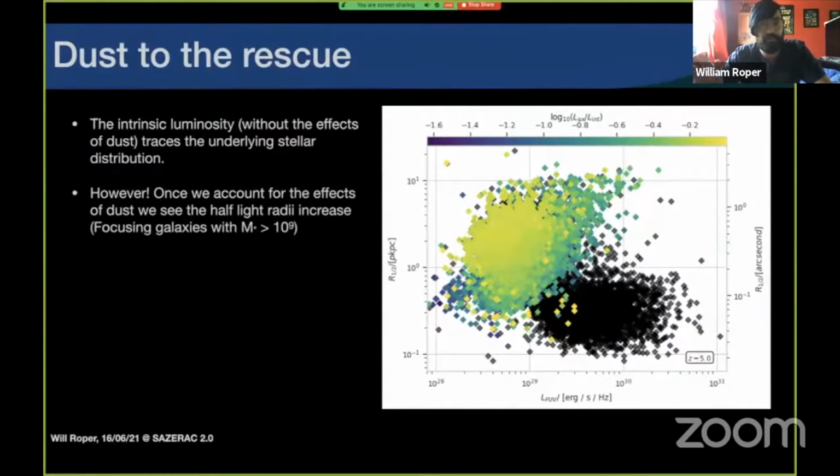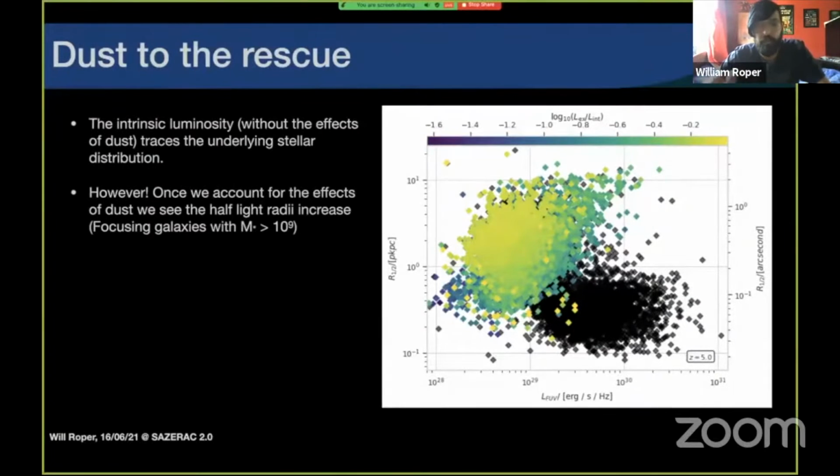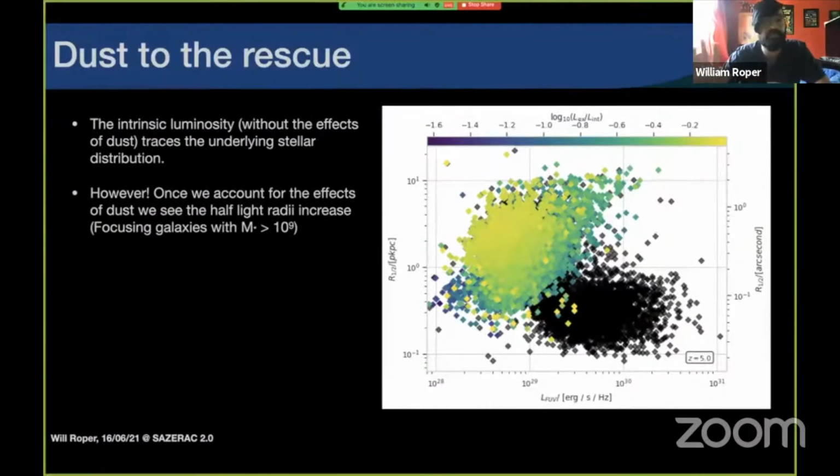The black points are the intrinsic from the plot before, and then the coloured points are the observations with the dust included. And what you see is this increase in size when you're taking dust into account. So that's beginning to look a bit more promising now. We're not looking at these really, really compact galaxies. They're starting to puff up a bit, but the question is why?